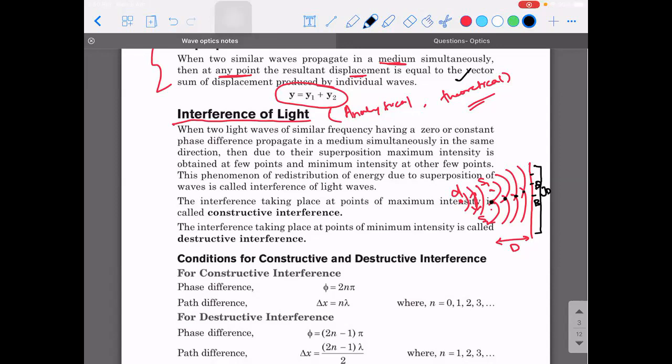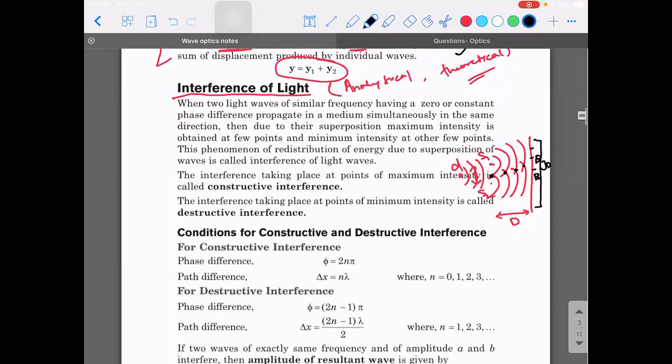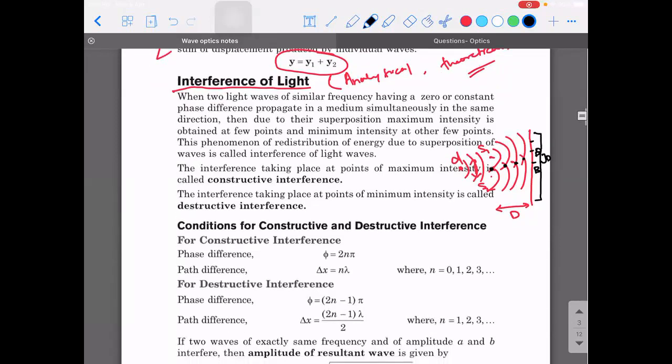Because that kind of phenomenon formed on the screen is possible only for waves. It is not possible for particles. That is the concept based on which the electron was proven to have dual nature. So that's where it is applicable.